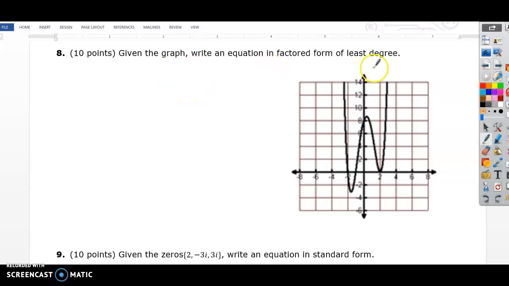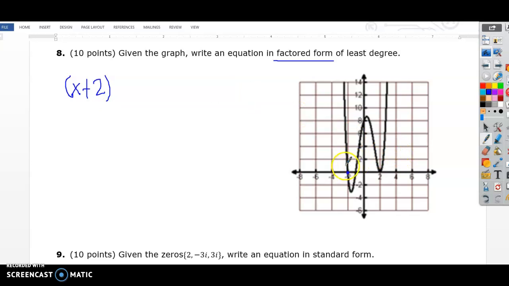Given the graph, write an equation in factored form of least degree. So when we're writing in factored form, all we're going to do is look for zeros and look for the multiplicity for each. So my first zero right here is -2. So if I write it as a factor, that's going to change sign, so that's x plus 2.